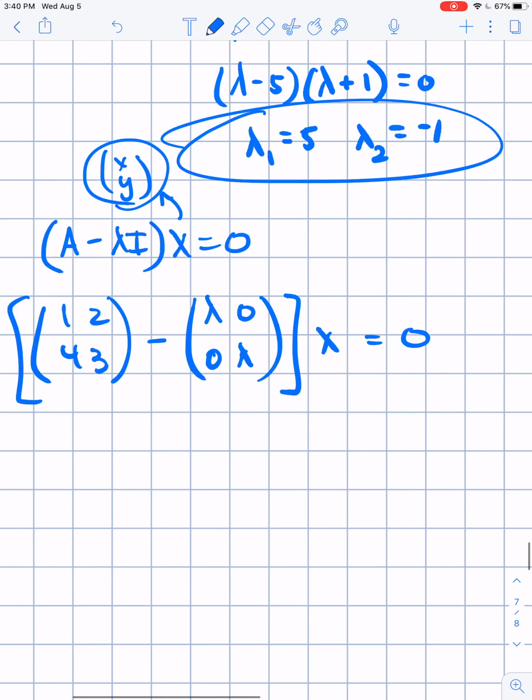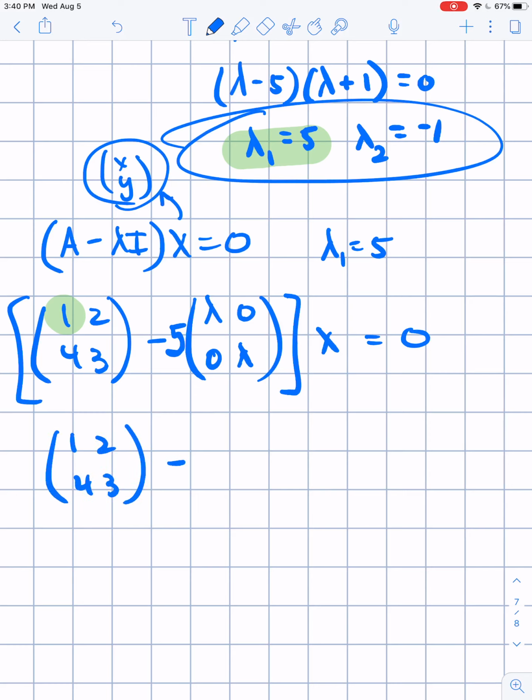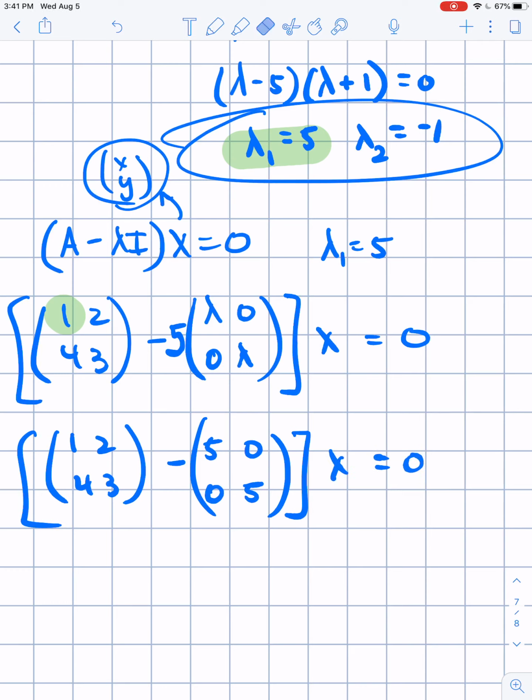So in this situation, just to show you how I'm going to get these, my bad. We need to pick a lambda first. So let's start with lambda 1 equaling 5. And I forgot to put that in there, right? So it's actually going to be 1, 2, 4, 3, minus, instead of lambdas, we're going to have 5. All right, my bad. And then times x, and we're going to set that to 0. So, sorry about that.